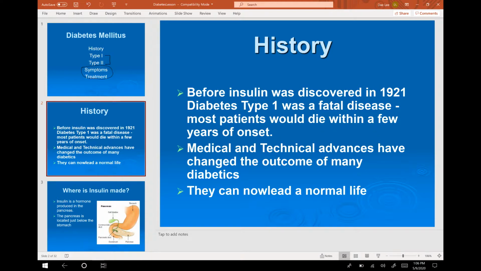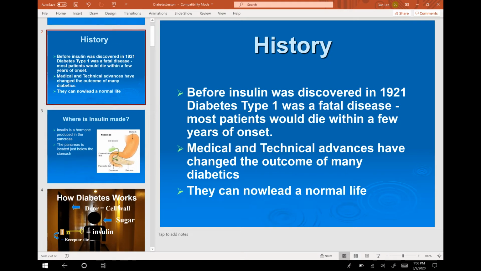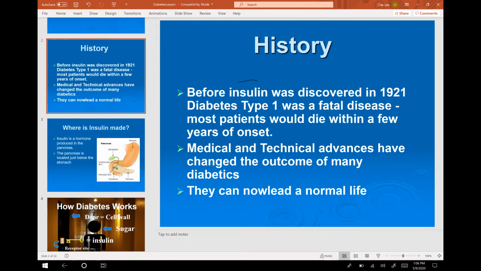Medical and technical advances have changed the outcome of many diabetics, and people who have been diagnosed with diabetes can now live a normal life, right? So, what do I mean by normal? They're not dying sooner. They can live to the age of like 60 to 70. So we see this word here, insulin, okay? And what I want you to know about insulin is that it's a protein.